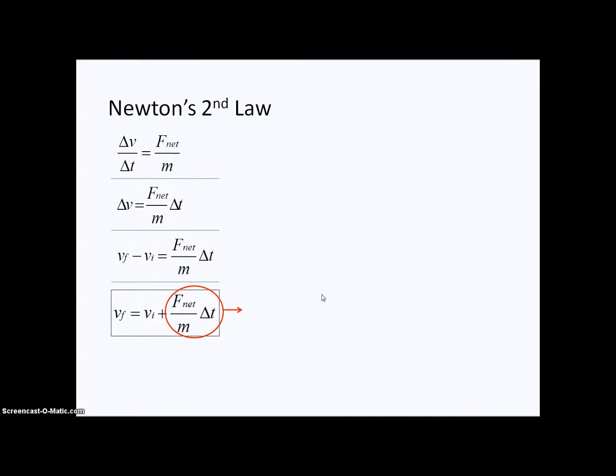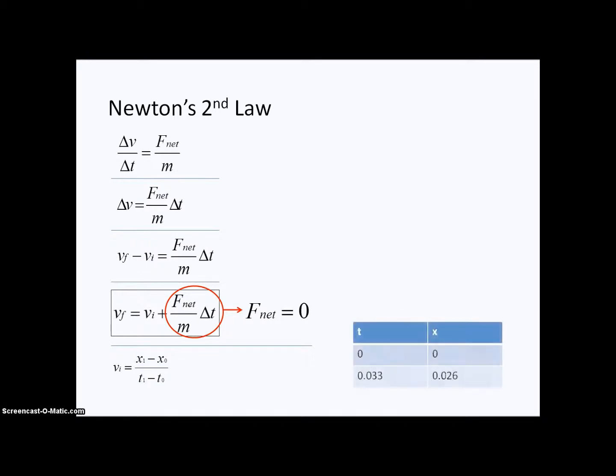Since I know that m is not equal to 0 and delta t is not equal to 0, it follows that F net must equal 0. Now I need to determine V sub i, the initial velocity of the ball. Using the first two sets of values from Tracker, I determined that initial velocity is 0.788 meters per second.